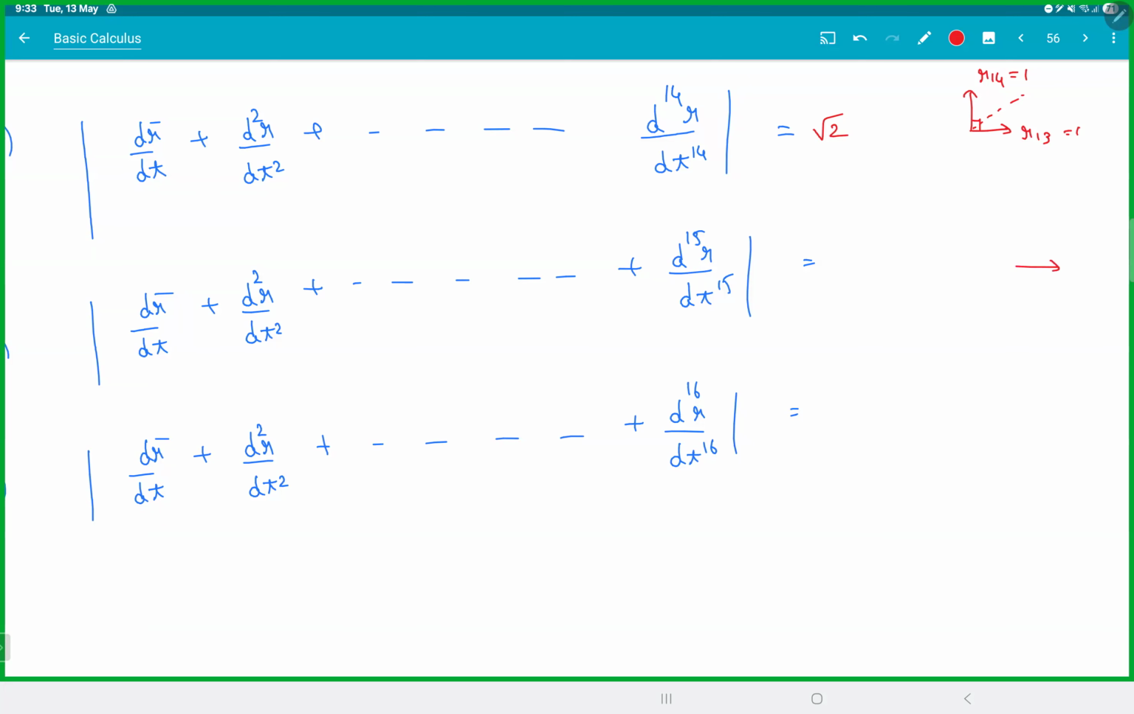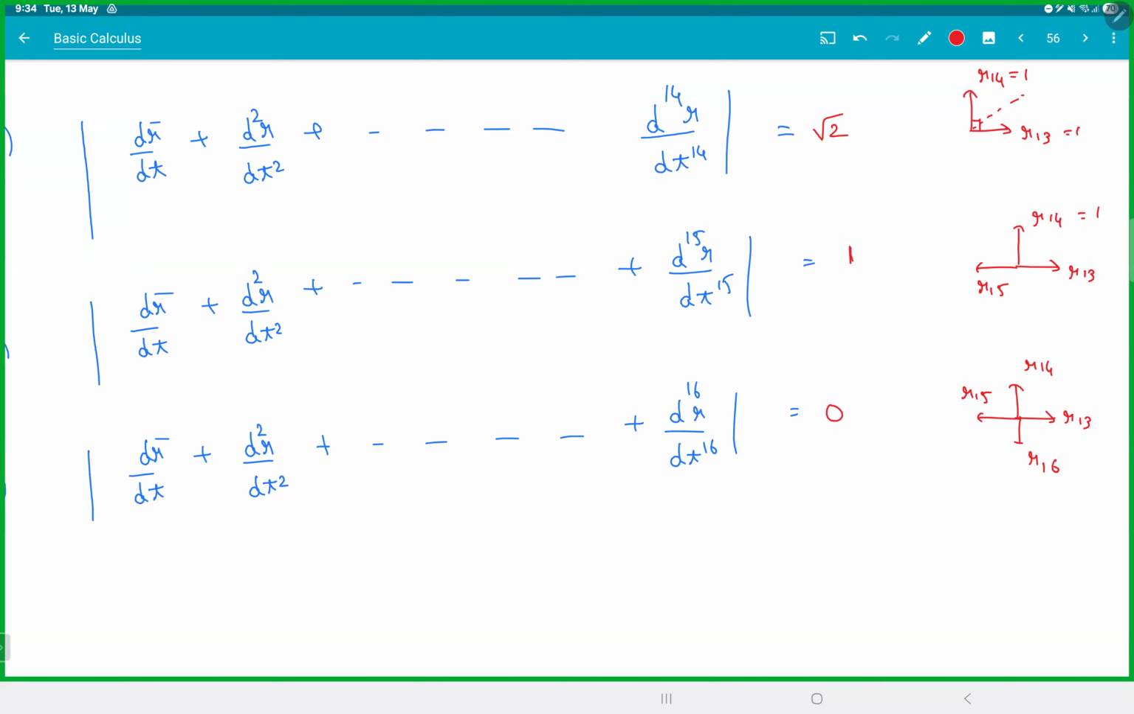What about this guy? R13, R14, R15. 13 and 15 will cancel. You'll have only 1 left. R13, R14, R15, and R16, all will cancel, 0. If you go to 17 again, that will look like 13 only. So in this kind of questions, you can have only these 3 possible answers. Either you can get 1, you can get 0, or you can get √2.